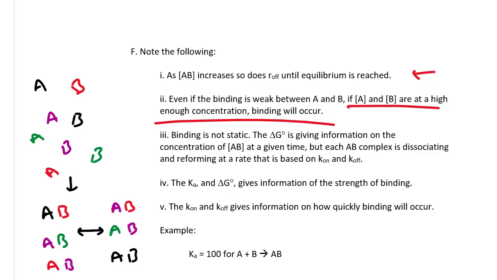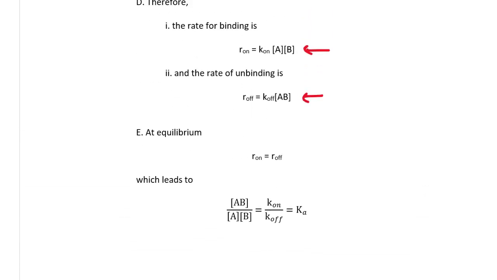Now, the rate by which things come apart and reform is based on these things, right? The rate on and the rate off. And that's going to be directly tied to the rate constants K on and K off and the concentrations of the different forms.